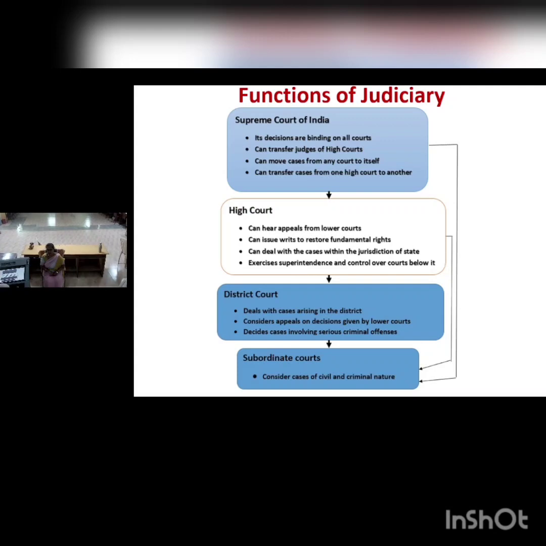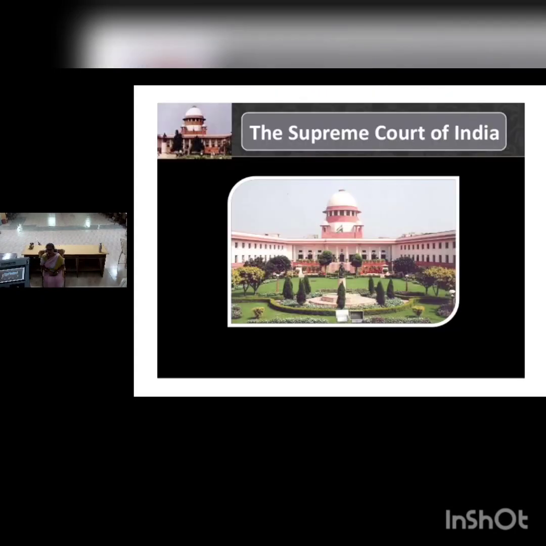District courts are empowered to deal with the cases arising in the district, and consider the appeals on the decisions given by the lower courts. It decides the cases involving serious criminal offences. Subordinate courts consider cases of a civil and criminal nature. The Supreme Court of India.